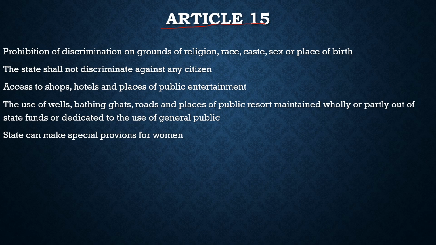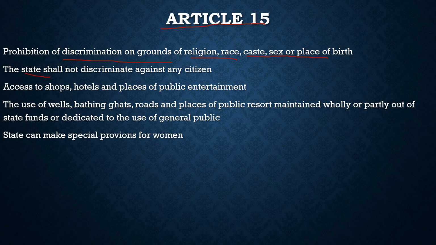Then we discussed Article 14, which talks about equality, and finally we reached Article 15. Let's see what Article 15 says. Article 15 says that there is a prohibition of discrimination on grounds of religion, race, caste, sex or place of birth. So there are 5 fundamental grounds given: religion, race, caste, sex or place of birth. On these grounds you can't discriminate. So who can't discriminate? The state shall not discriminate against any citizen.